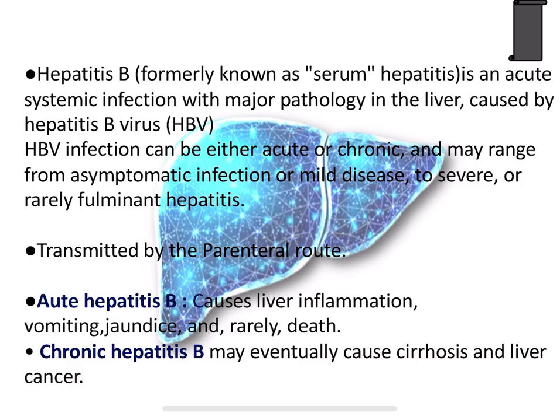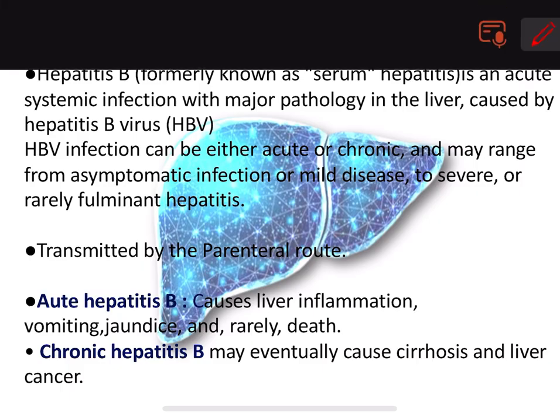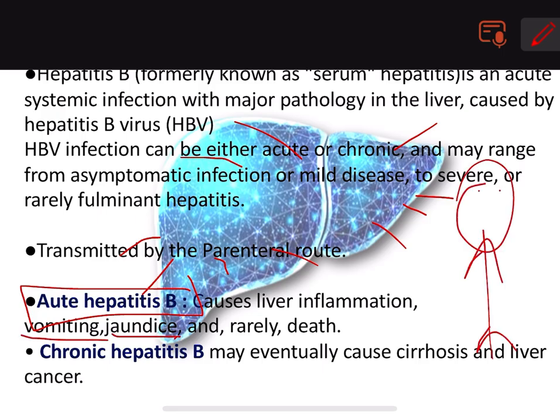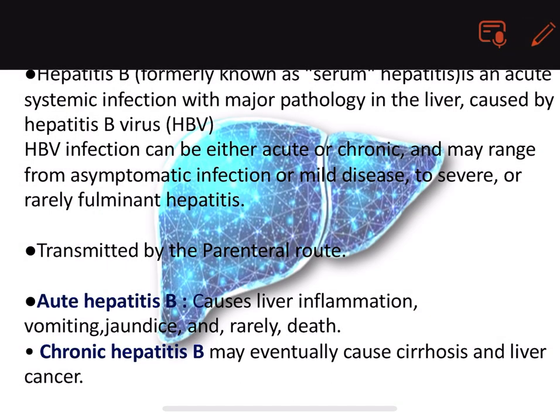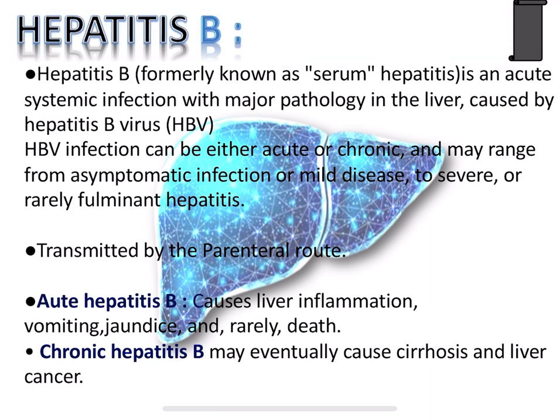So we have acute hepatitis B and chronic hepatitis B. Acute hepatitis B will cause the liver inflammation. It will result in vomiting, jaundice. So the patient presents with jaundice. The liver inflammation results in jaundice, and we have vomiting, and rarely death can occur in cases of acute hepatitis B. Whereas in chronic hepatitis B, it will cause cirrhosis of the liver and liver cancer as well. Is it clear? Acute will cause inflammation, vomiting, jaundice, whereas chronic will cause liver cirrhosis and liver cancer.